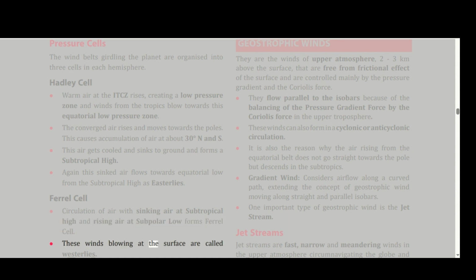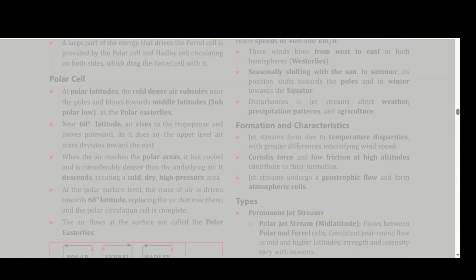These winds blowing at the surface are called westerlies. A large part of the energy that drives the Ferrel cell is provided by the polar cell and Hadley cell circulating on both sides, which drag the Ferrel cell with them. Polar cell.